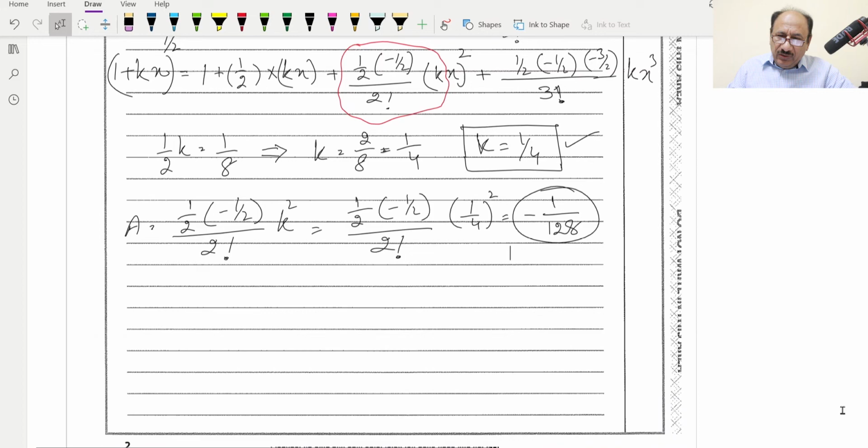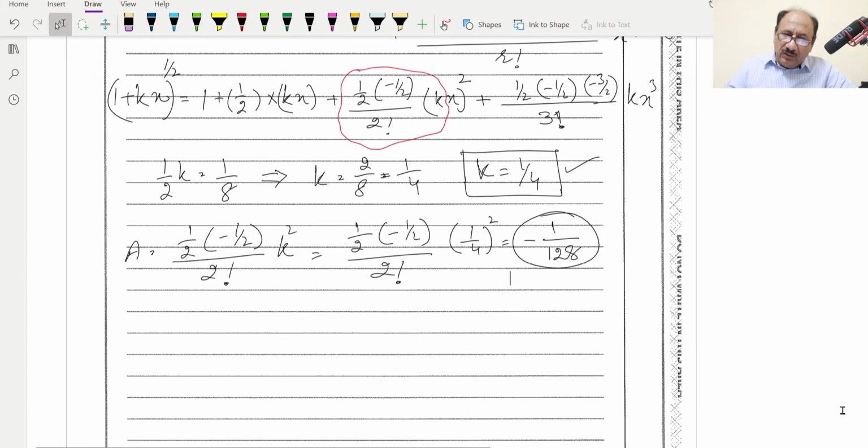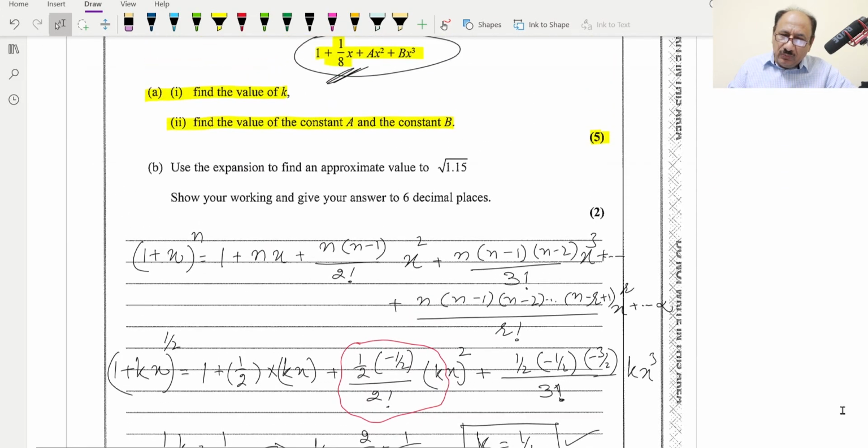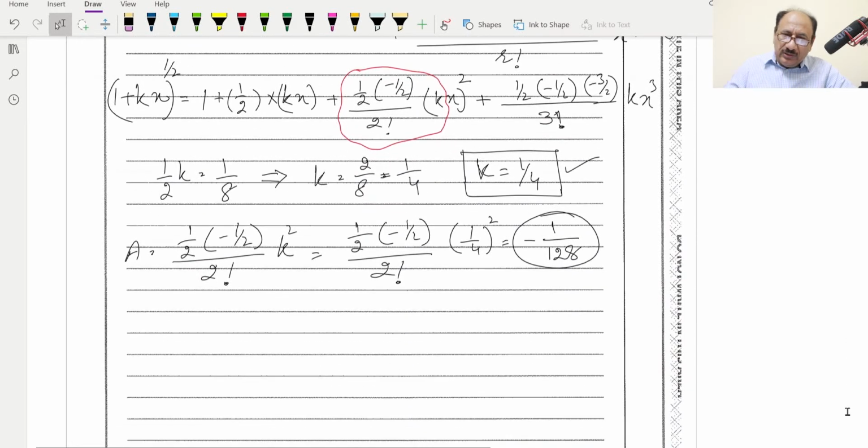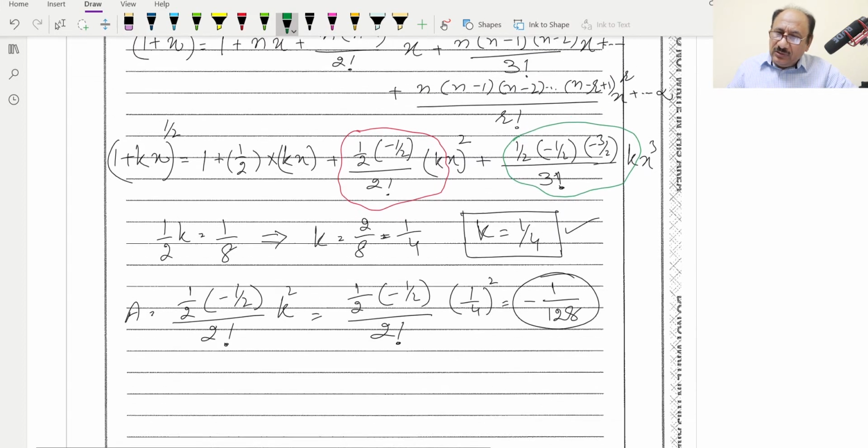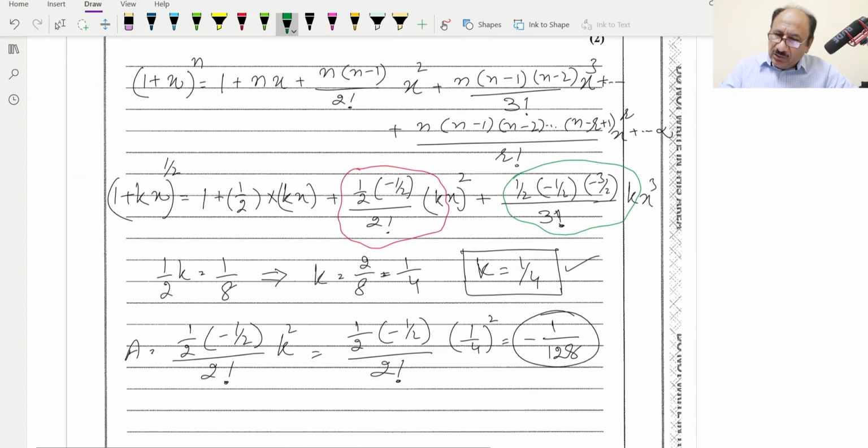Now similarly we can compare b also. The coefficient of x cubed is b. Here the k should be in brackets, so we made a mistake; we can take the cube over here. Yes, so this is also rectified.